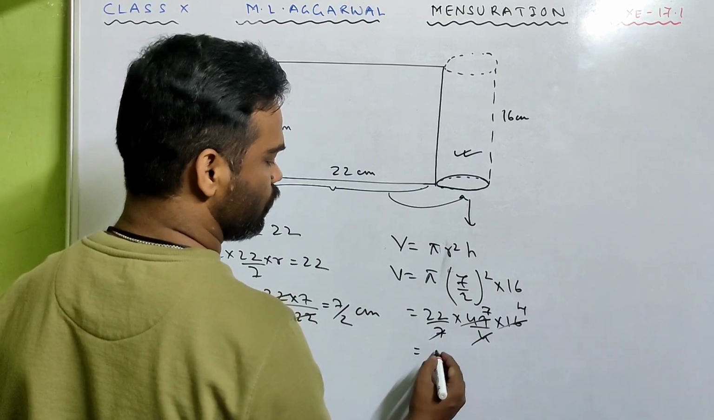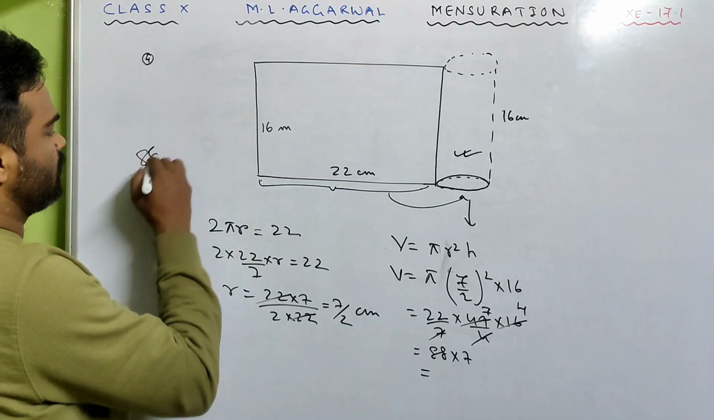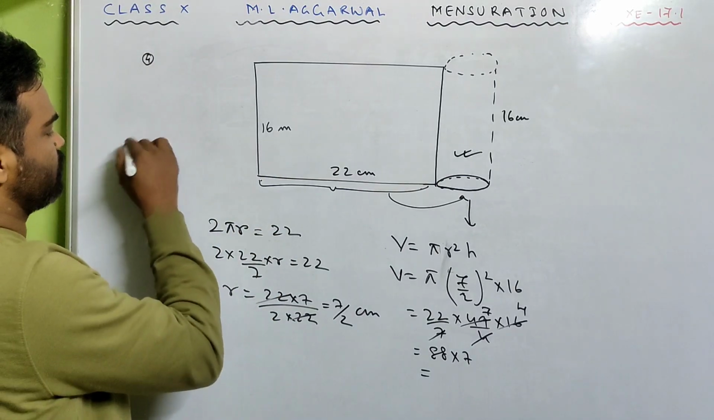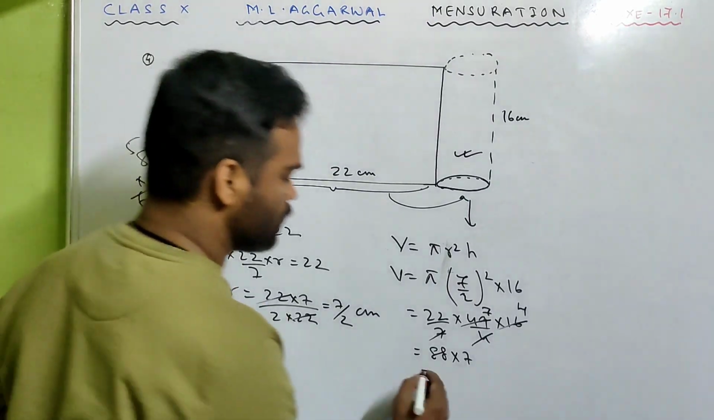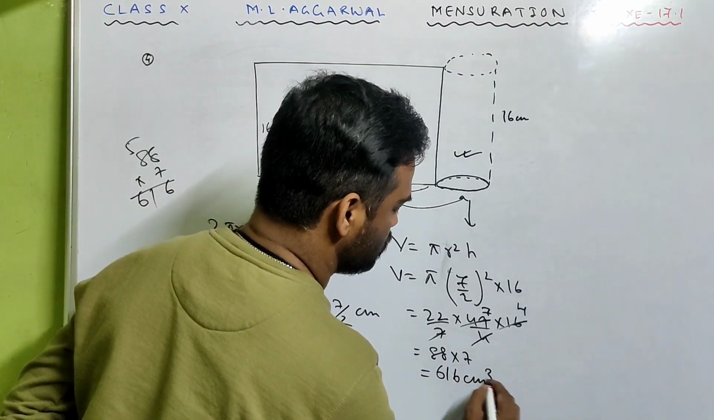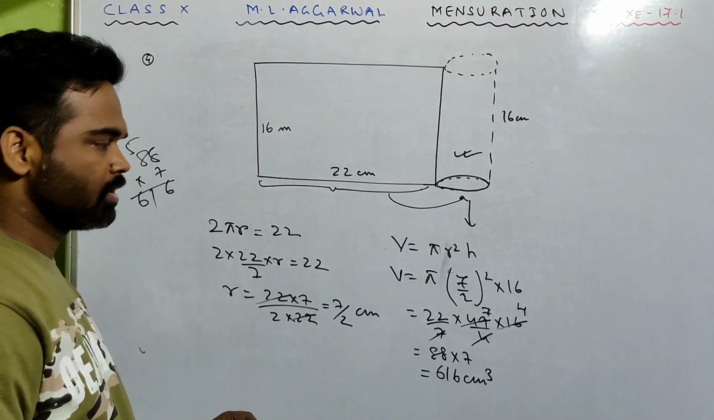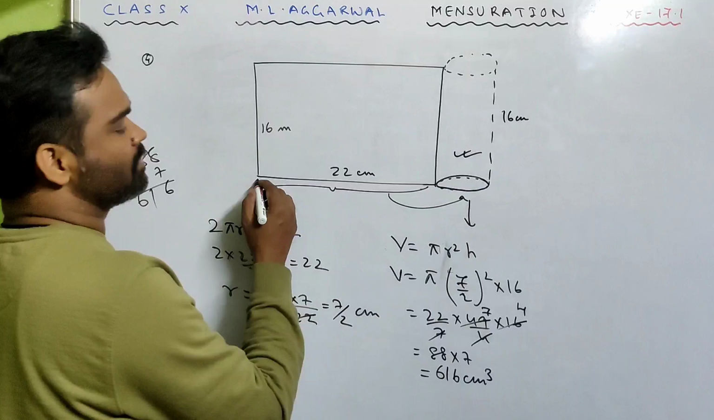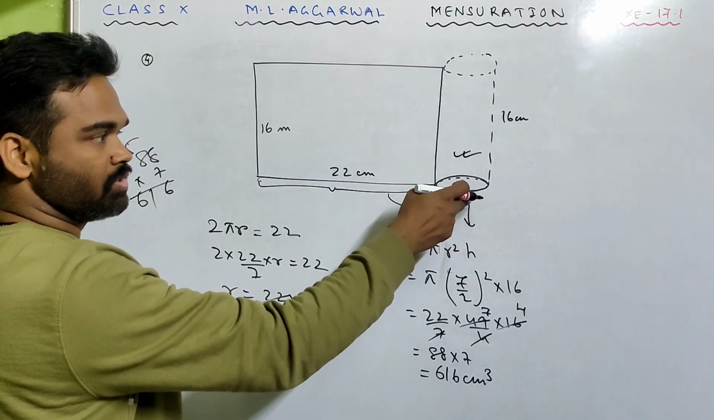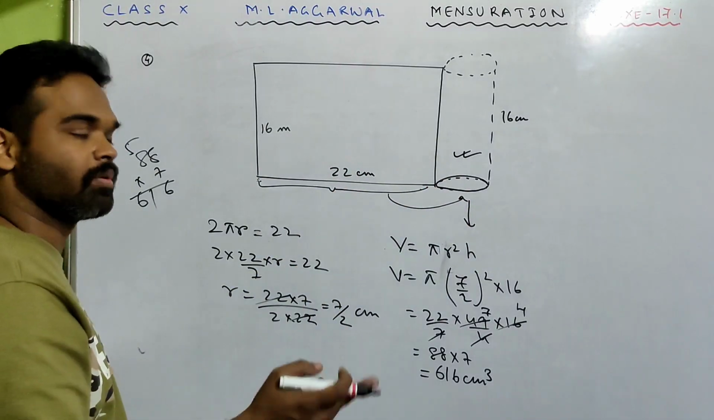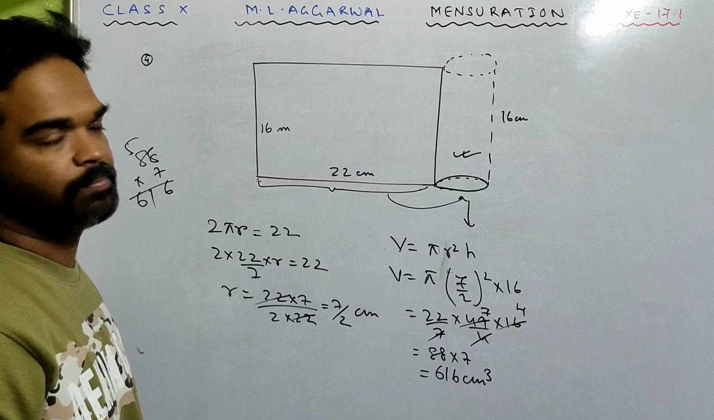That's 22 into 4 is 88 into 7. So 88 into 7 is 7 8 times 56, 7 8 times 56, 61. So 616 centimeter cube. That is the volume. Clear, very easy. You just need to remember that the length of this foil becomes the circumference when you talk about the cylinder. From there we get R. Once you get R, then volume is pi r square h.